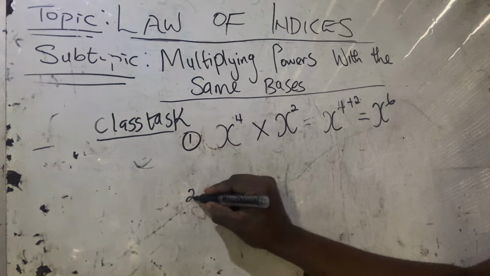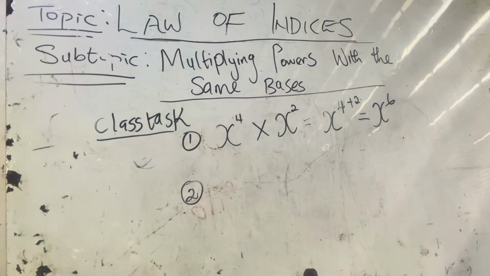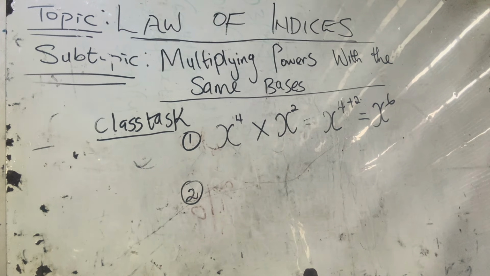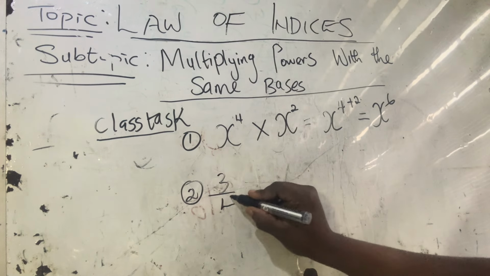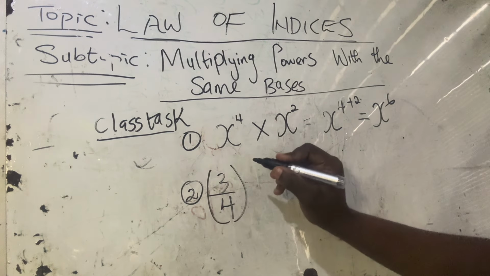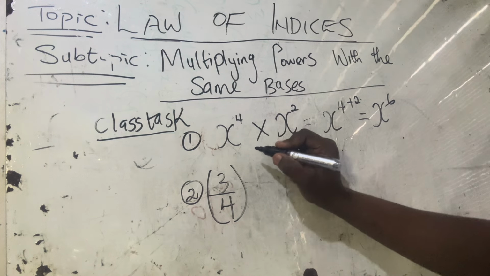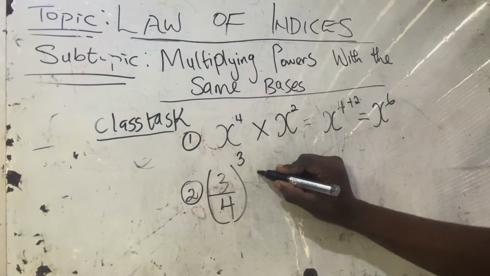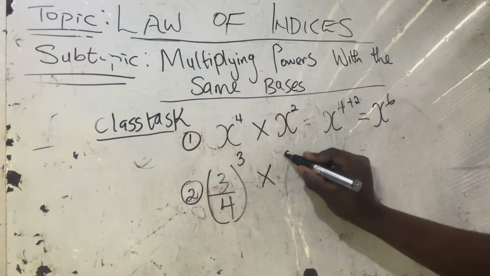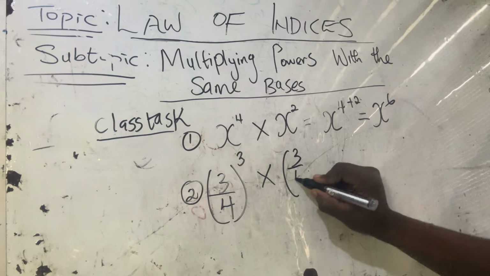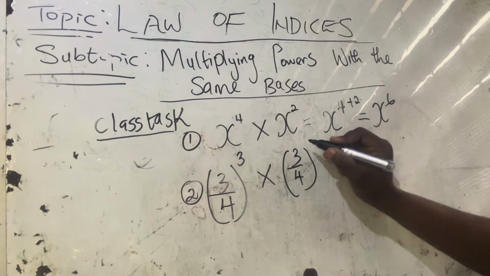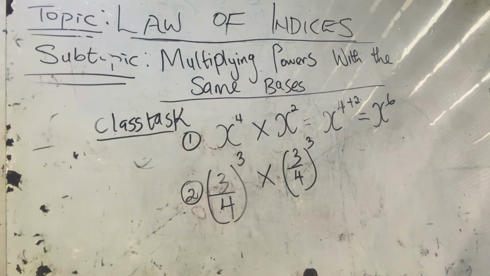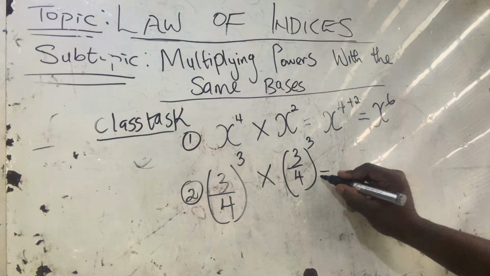Question 2. What is 3 over 4 into bracket raised to power 3 multiplied by 3 over 4 into bracket raised to power 3. I'm going to count 10.